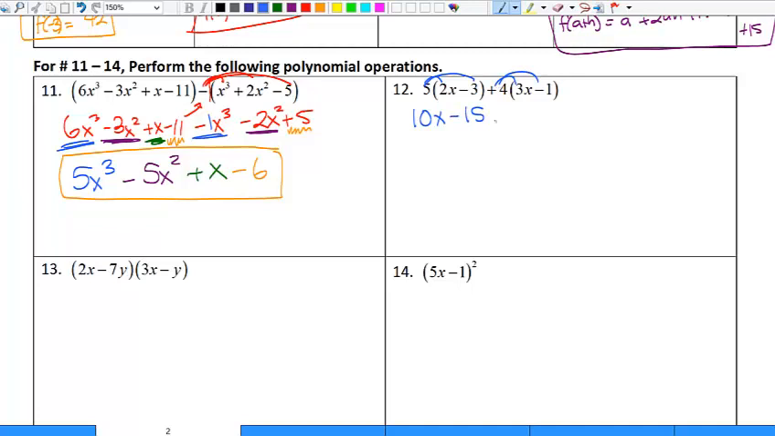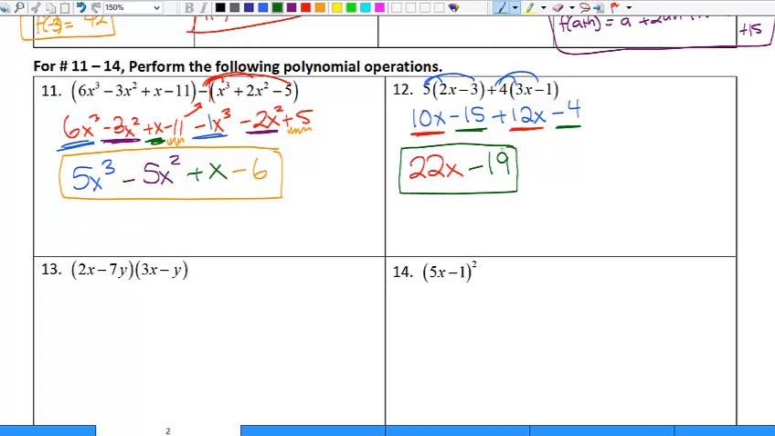I'm also going to distribute the 4. 4 times 3x is 12x. 4 times negative 1 is negative 4. And then I'm going to combine like terms. I have two terms of x's, which get me 22x. And then I have two terms of numbers, and negative 15 minus 4 is negative 19, and that is all you do on that one.